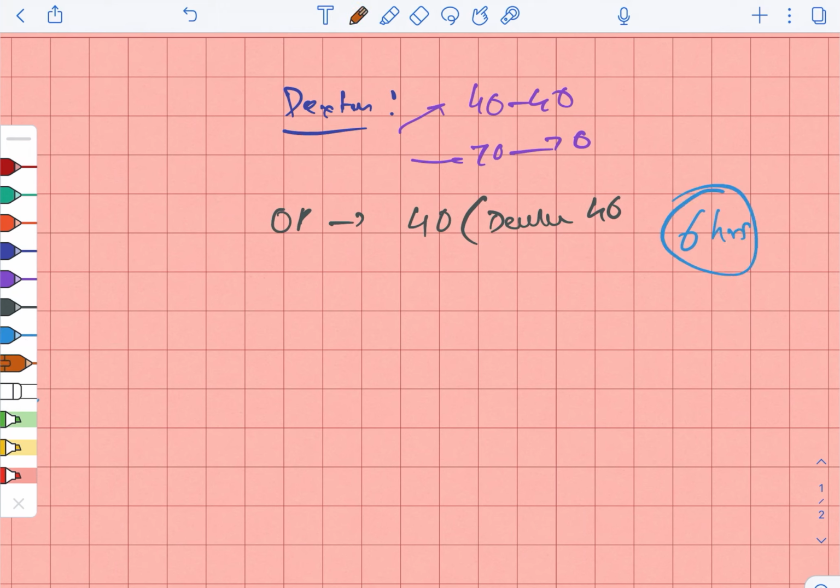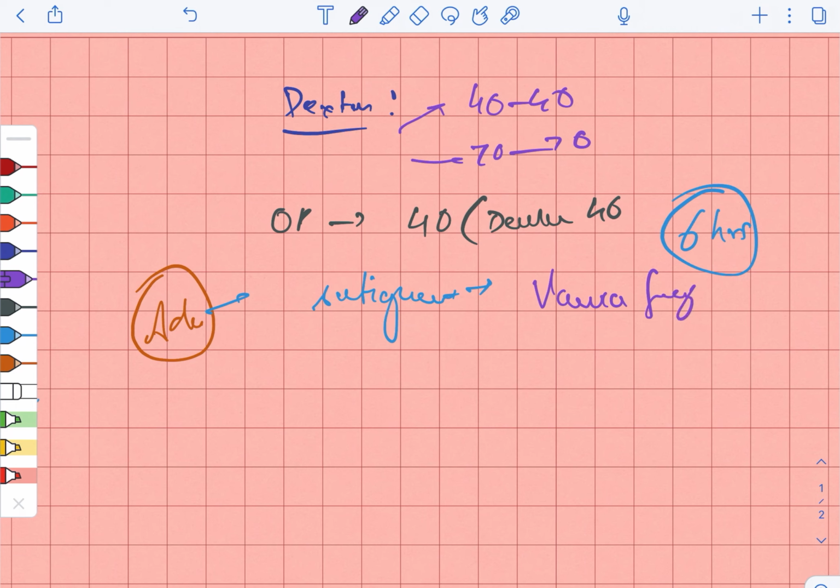Now what is the advantage of dextran? Advantage is that it is used as an anti-aggregant. This is in case of the vascular surgeries, and this is to prevent thrombosis.